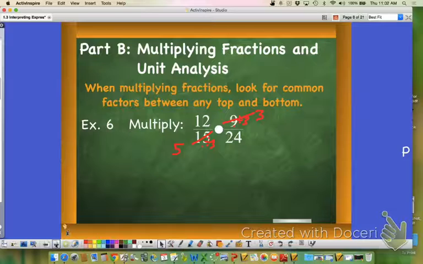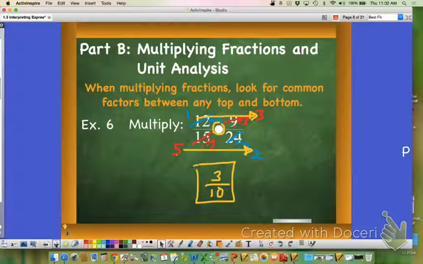Looking the other direction, I see the 12. Let me change colors so you can see it better. I look at the 12 and I look at the 24 and I say, oh, they're both divisible by 2. But actually they're both divisible by 4. They're both divisible by 12. So I'm going to divide 12 by 12 and get a 1. Divide 24 by 12 and get a 2. So now the numbers on top and bottom are much more manageable. They're smaller. Now is when I'm going to say tops times tops and bottoms times bottoms. So I'm looking at 1 times 3, which is a 3, 5 times 2, which is 10. So the answer to that problem is 3/10.